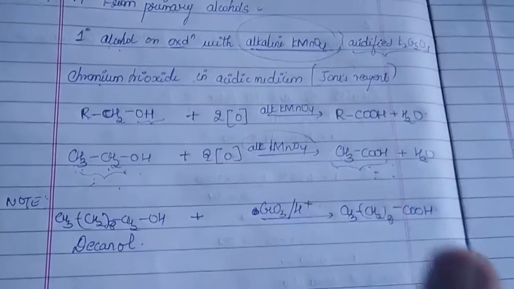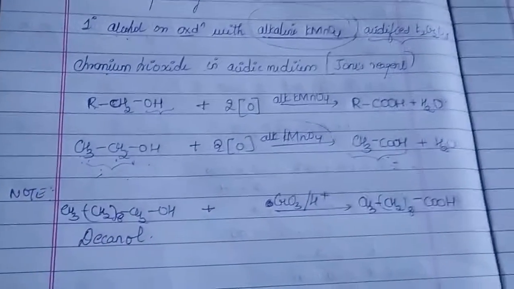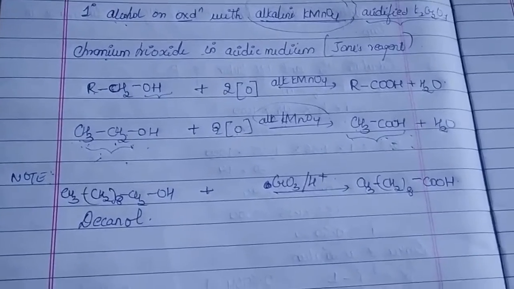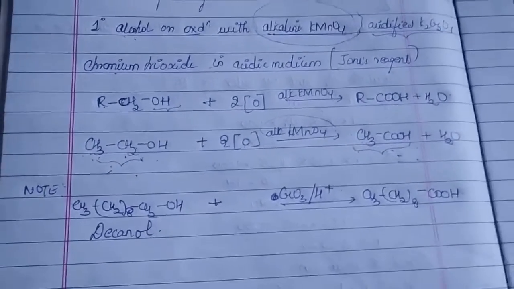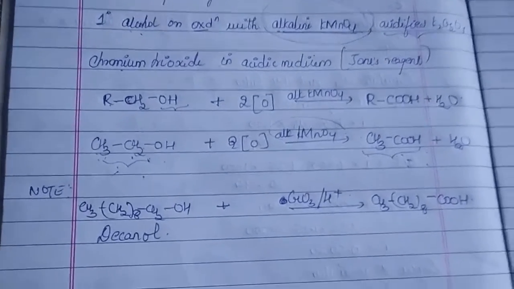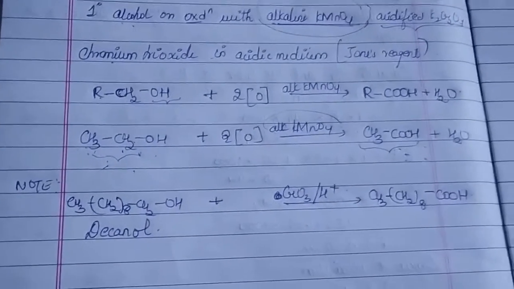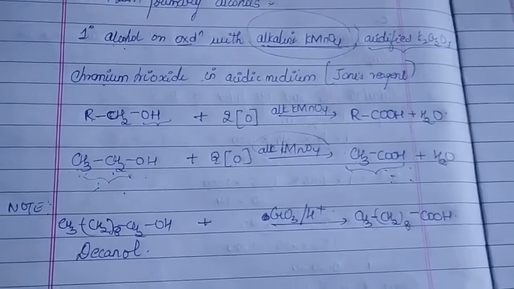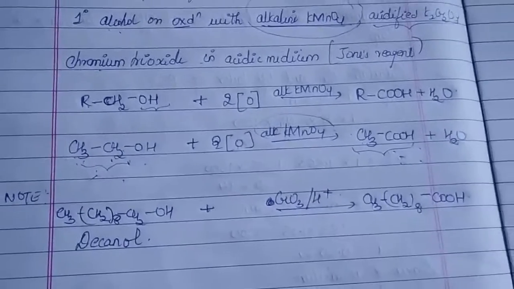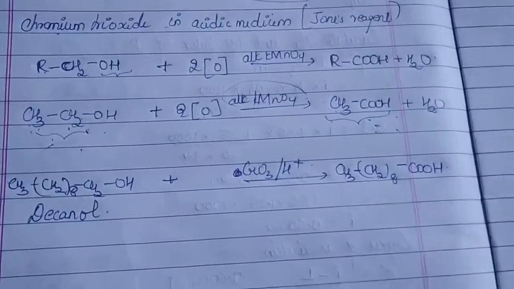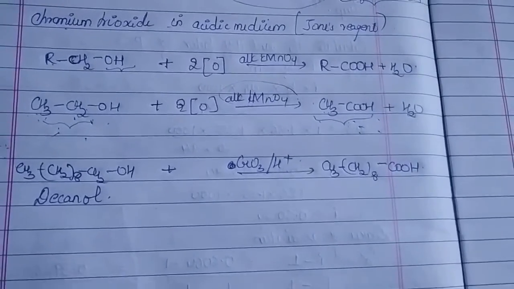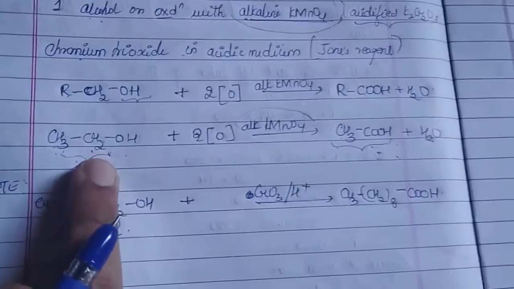That is the reason I was saying this. You should not get confused by seeing such a big molecule. Only one thing you have to remember: whenever we are using an oxidizing agent like alkaline KMnO4, acidified potassium dichromate, or chromium trioxide in acidic medium, that is your Jones reagent, the reactant as well as the product will have the same number of carbon atoms, in which one carbon atom will get the carboxylic group. Is that clear? I hope there is no doubt in it. And of course, this was in the case of a primary alcohol only that I am talking about.